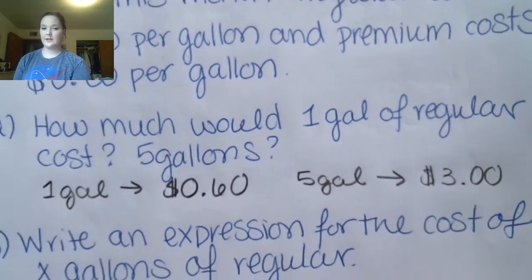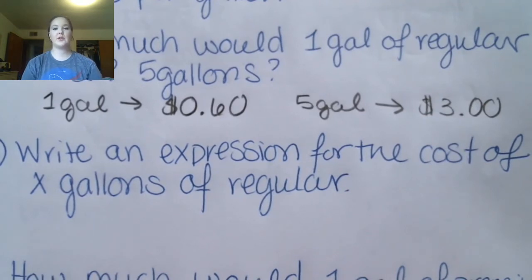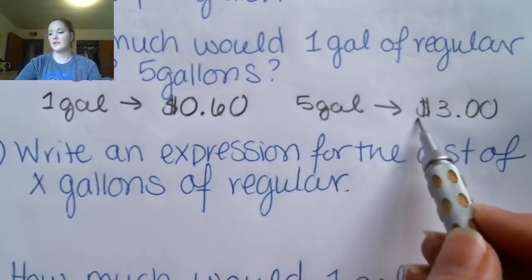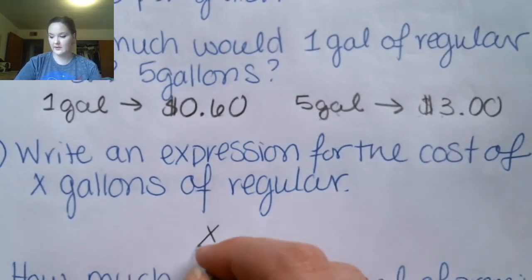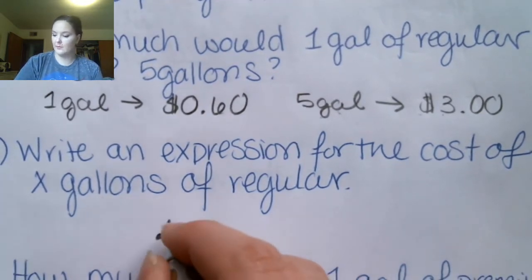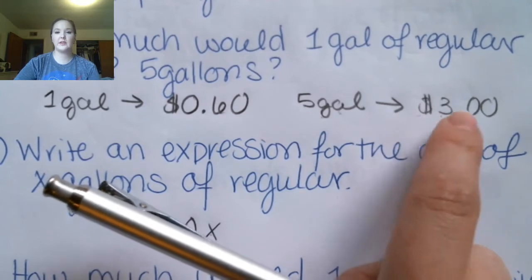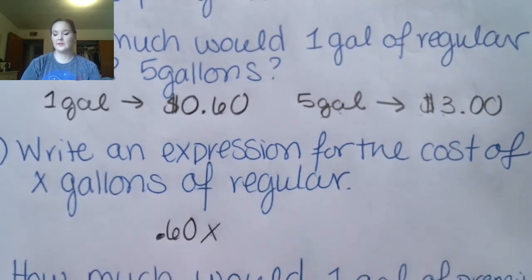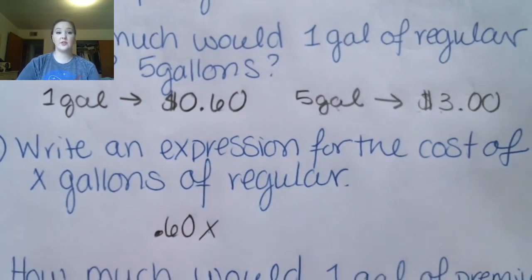Now let's think about how we got that so that we can answer part B, write an expression for the cost of X gallons of regular. So we're going to think about how we got this for 5 gallons. We took the number of gallons, which now is X, and we multiplied it by 60 cents. So I'm going to take X and multiply it by 60 cents, which is 0.6. Again, we're using this numerical example and what we did to get the $3 to tell us how to write this expression. Again, expression, no equal sign, just the right side of the equation.